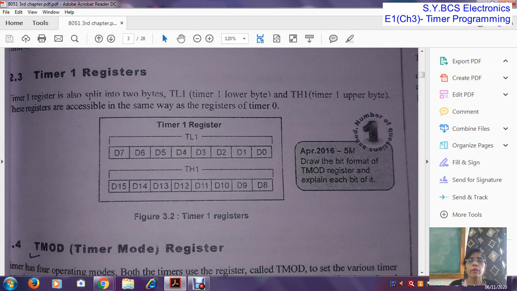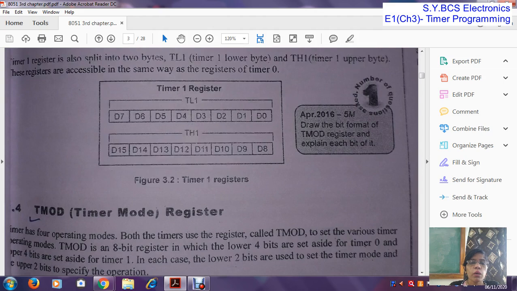Why are timer 0 and timer 1 split into two separate registers? Because timer 0 and timer 1 are 16-bit registers, but our microcontroller is an 8-bit microcontroller. So that's why timer 0 and timer 1 are split into two separate registers each. TH0 means higher byte of timer 0 and TL0 means lower byte of timer 0, and TL1 means lower byte of timer 1 and TH1 means higher byte of timer 1.